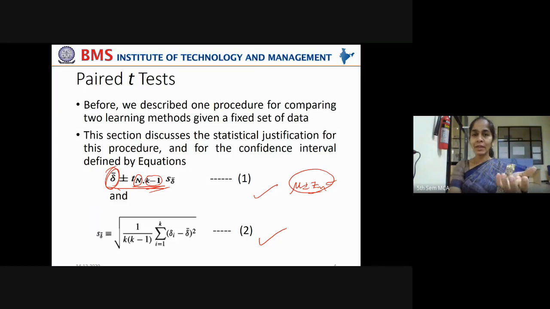So the degrees of freedom indicate over how many partitions you can distribute the error that is encountered, this delta bar, right? So that is called degrees of freedom, k minus 1, multiplied by, what is this? Standard deviation for the sample. Here it is represented as S suffix delta bar. What is the standard deviation for this particular distribution? And how do we define the standard deviation?